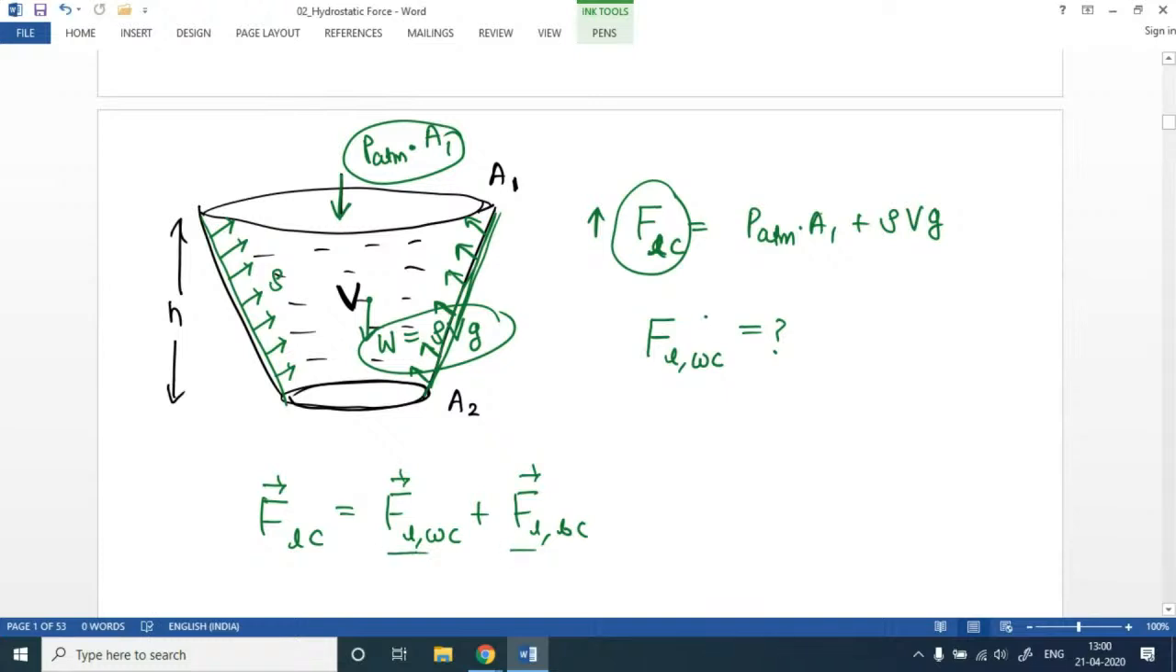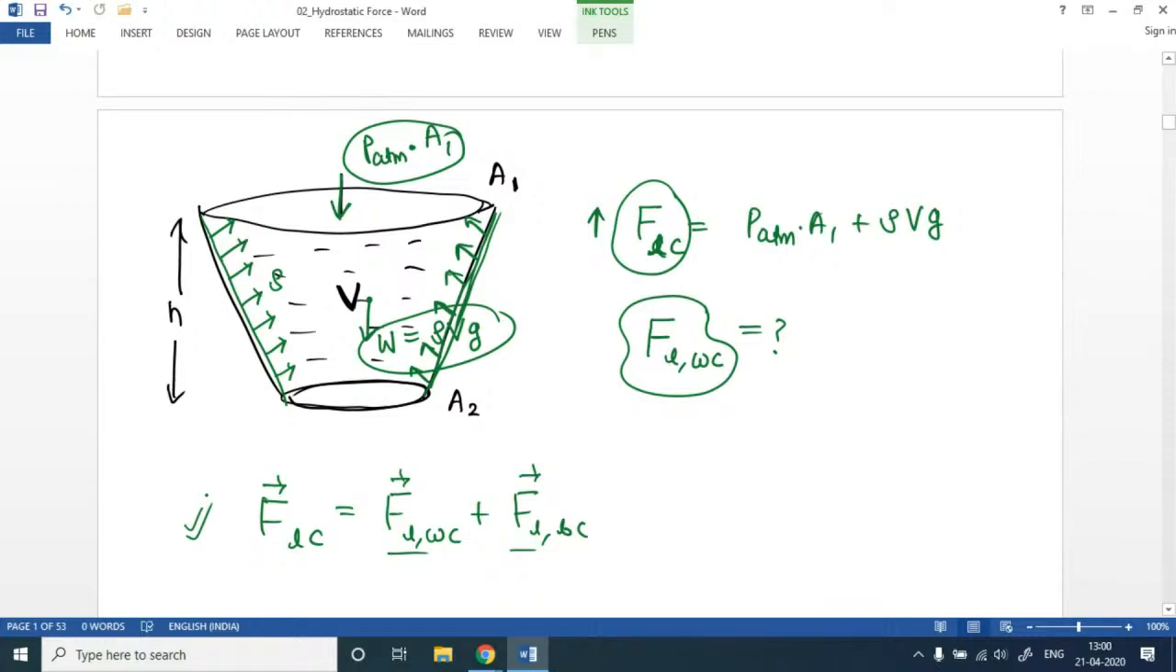Okay. So now in order to find out the force exerted by the wall of container on the liquid, we do not need to write down the pressure everywhere and integrate and take the vertical component, etc. No, that is not required. We can simply use the force balance over here. That's the beauty of this part over here.